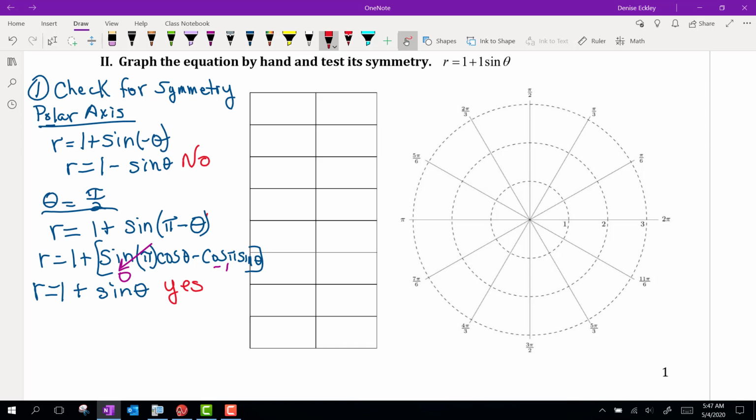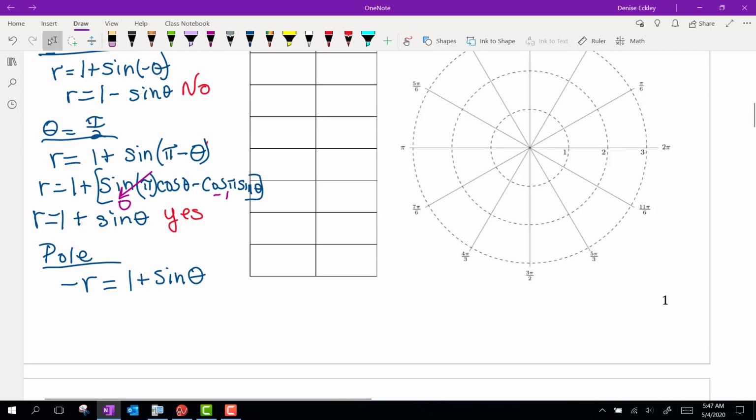And then finally, we have symmetry with respect to the pole. When I do that, I want to see, is negative r equal to 1 plus sine theta? And you can also check these by, if it doesn't work one way, I'll show you, you can check the other one. And we'll see that in a couple of the other problems. So if I distribute that negative, that is definitely not the same. So this is also a no.